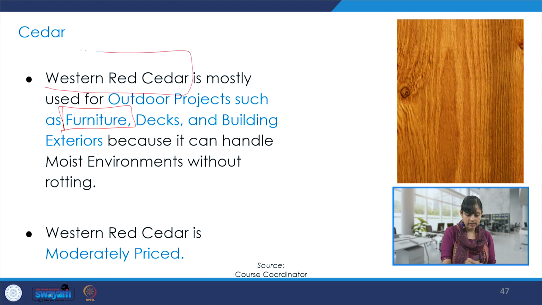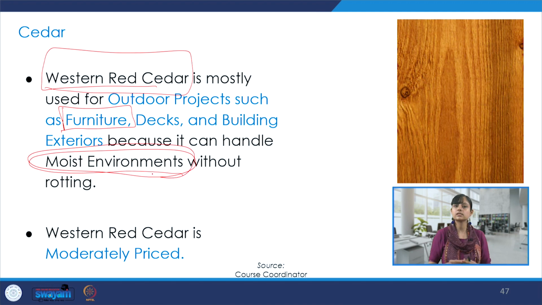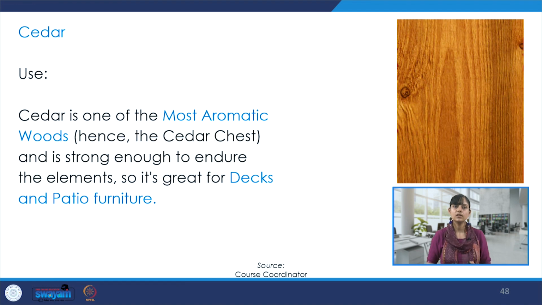So the western red cedar, as we are talking about, is mostly used for outdoor projects such as furniture, decks and building exteriors because it can handle moist environments very well. So that's an interesting property. And also it is moderately priced, so that comes as an advantage for designers. Like I talked about, it's one of the most aromatic woods, it's moderately priced, it's soft, it can resist moisture and it can be used for exterior elements. So it is used quite often in interior architecture projects.